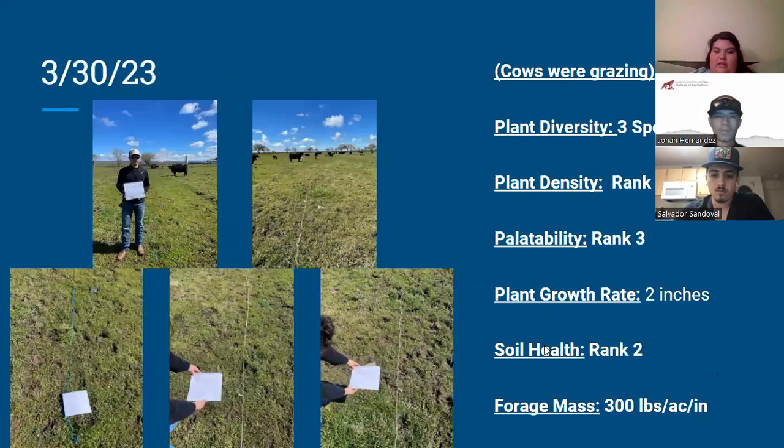For 3:30, the cows were grazing again. We found 3 species. The plant density was ranked number 3, palatability was ranked 3, and the plant growth rate was 2 inches. Soil health, we gave it a rank of 3. Forage mass was 300 pounds per acre per inch.